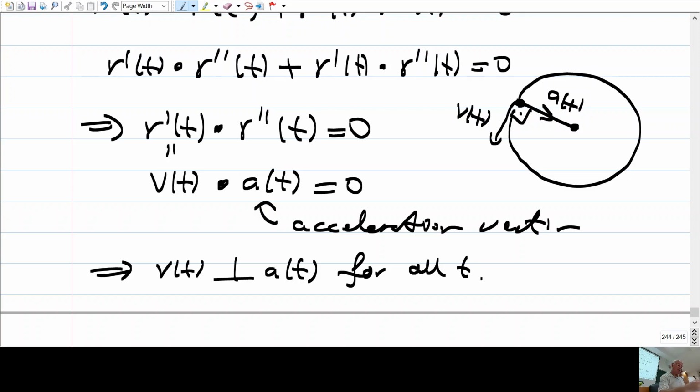Therefore the force you apply is always perpendicular to the motion. That's why you do no work.